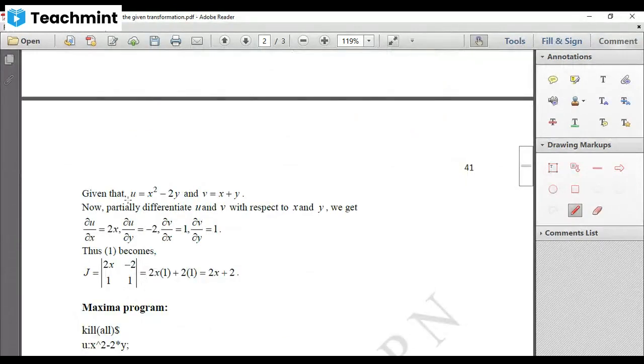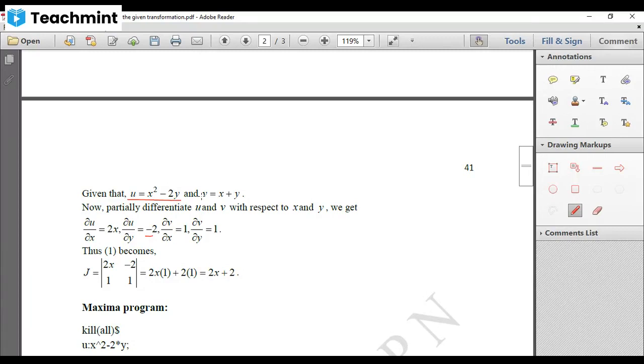You know that when you are differentiating with respect to x, your y is constant. So ∂u/∂x equals the derivative of x square, which is 2x, minus the derivative of 2y, which is 0, because you are differentiating with respect to x. Similarly, what is the derivative of u with respect to y? When you are differentiating with respect to y, your x is constant. So the derivative of x square will be 0, minus 2 into the derivative of y, which is 1. So you'll get minus 2.